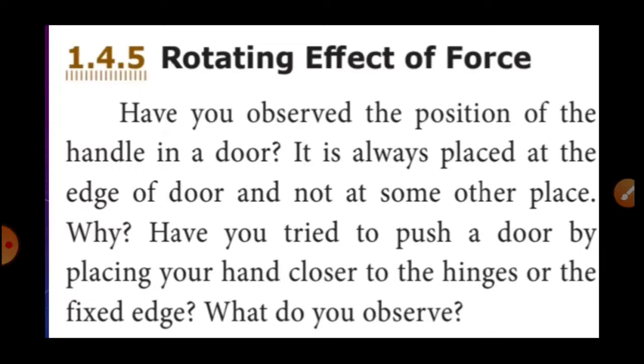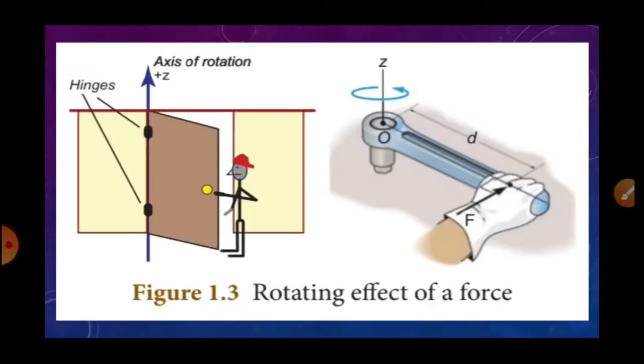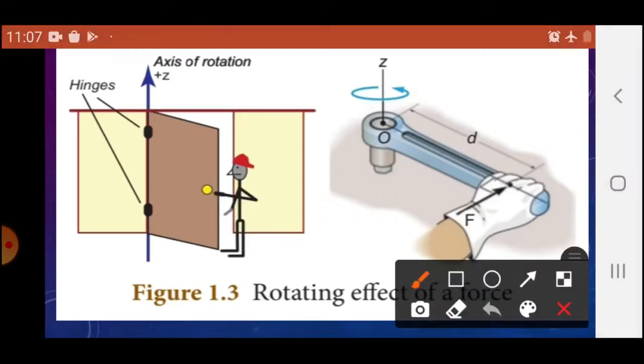Have you tried to push a door by placing your hand closer to the hinges or the fixed edges? Here, the fixed edges are called hinges. This is the hinge, that blue color. This is the edge, where our handle will be. With the handle we can easily open and close the door. The door can be easily opened or closed when you apply the force at a point far away from the fixed edges.